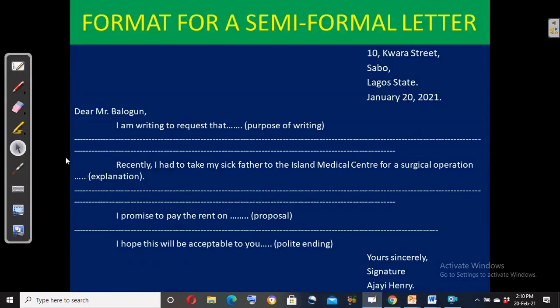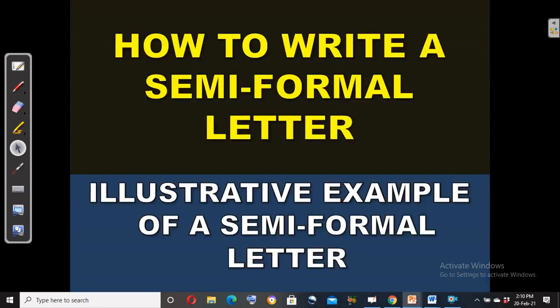This is where we really draw the curtain in today's video. We have been looking at how to write a semi-formal letter, and we have beamed a spotlight on an illustrative example of a semi-formal letter. We have looked at how to write a semi-formal letter in a hypothetical situation, all right? So, which is, you know, true to life.